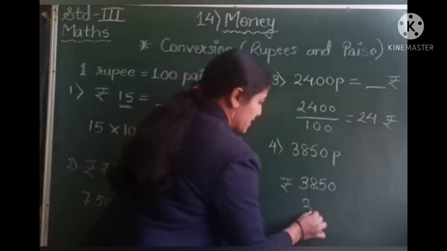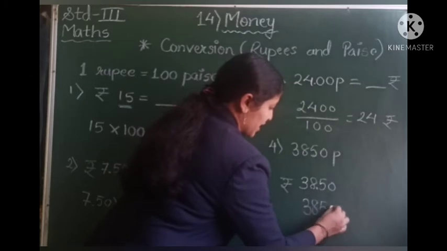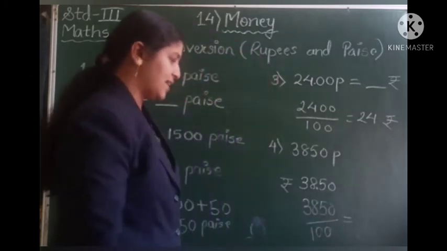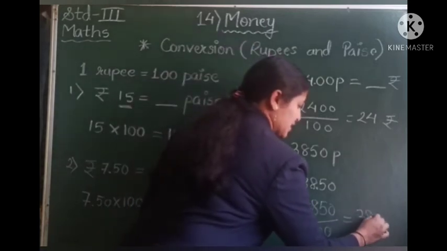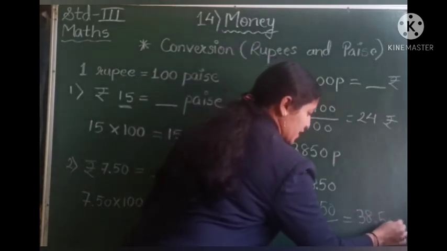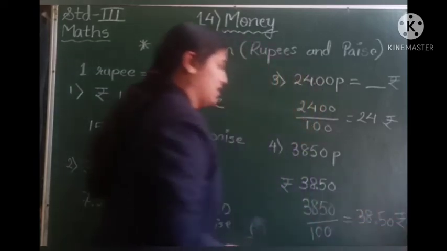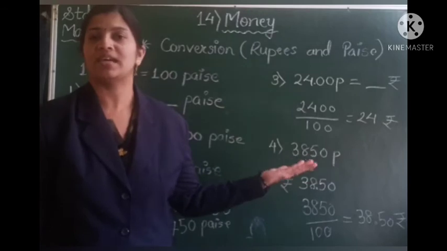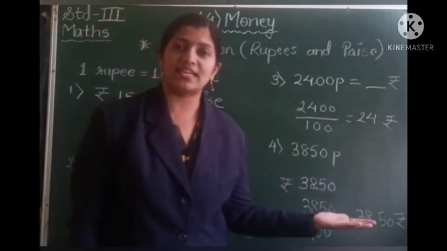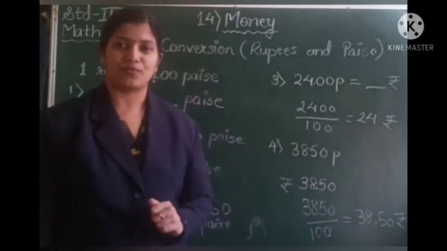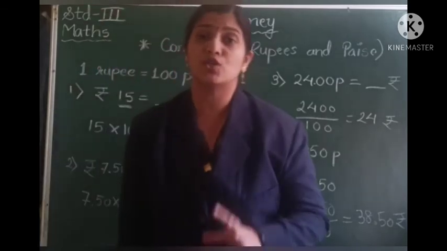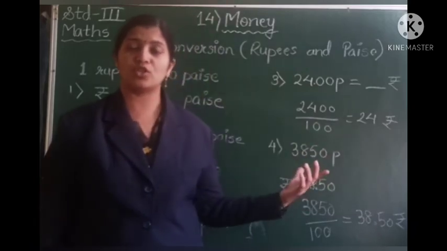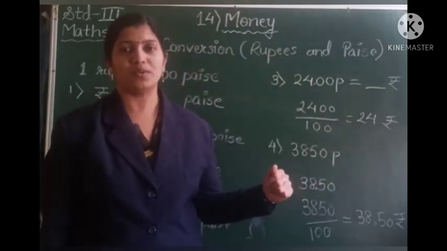Or you can solve it by the other method, that is 3850 divided by 100. The answer you get is 38.50. So both the ways you get the same answer. You can do it any way, whichever you find easy. So this was about conversion of rupees to paise, and here it was conversion of paise to rupees.